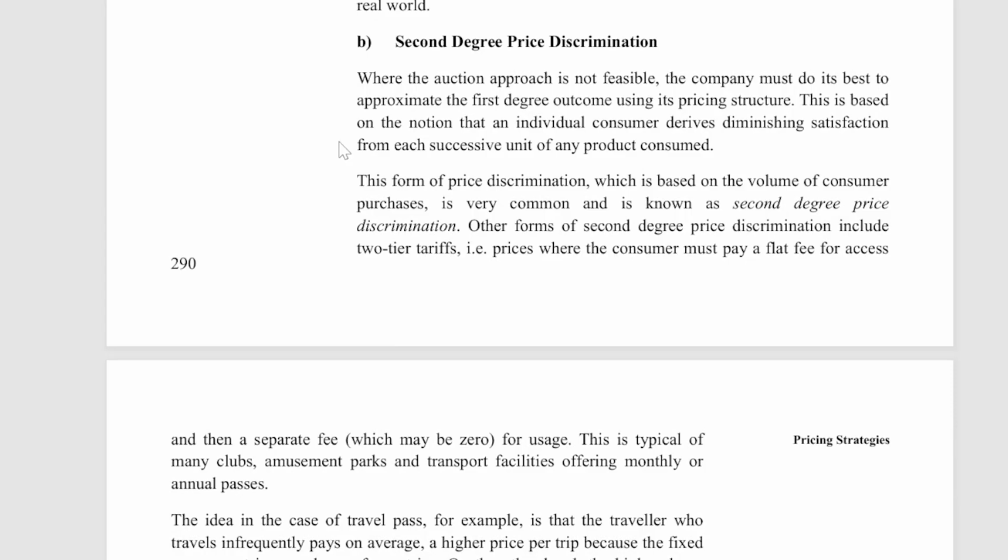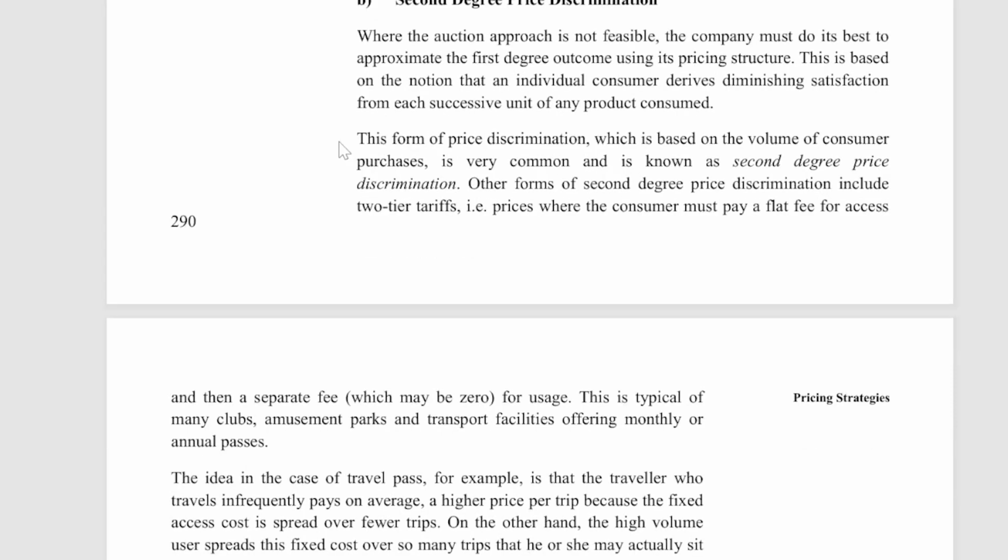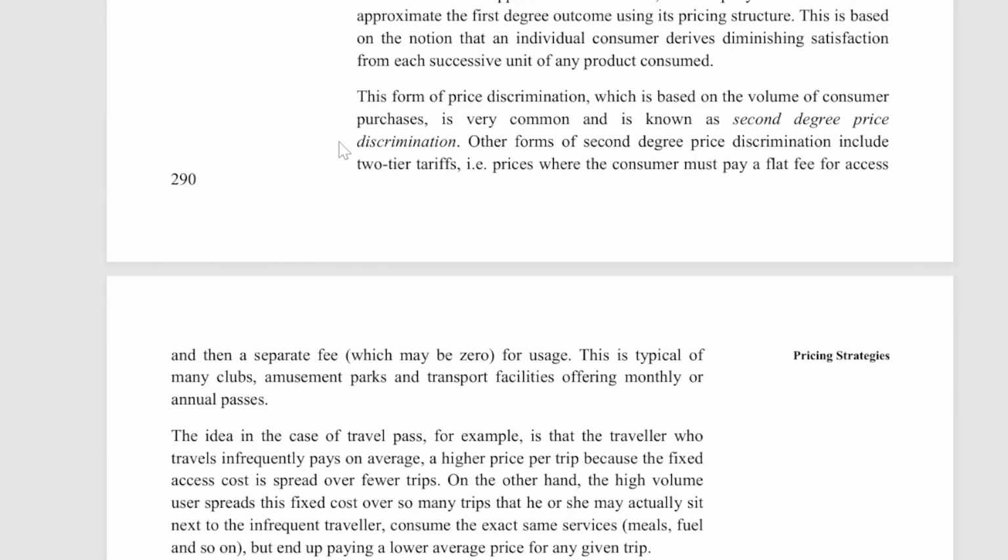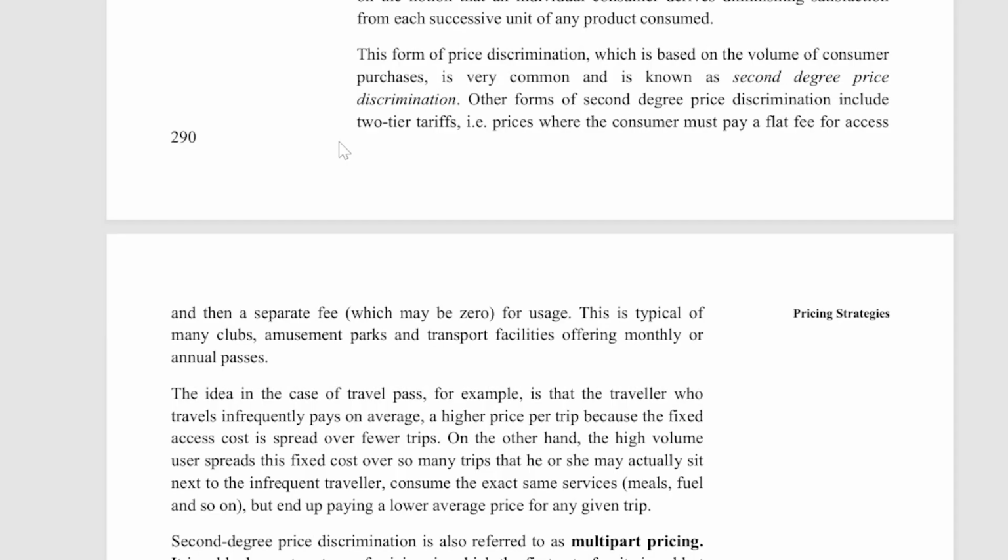Next is second degree price discrimination, where the auction approach is not feasible. The company must do its best to approximate the first degree outcome using its pricing structure. This is based on the notion that an individual consumer derives diminishing satisfaction from each successive unit of any product consumed. This form of price discrimination, which is based on the volume of consumer purchase, is very common and is known as second degree price discrimination.